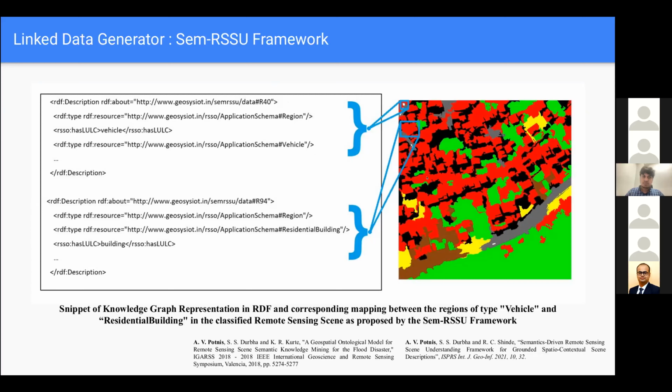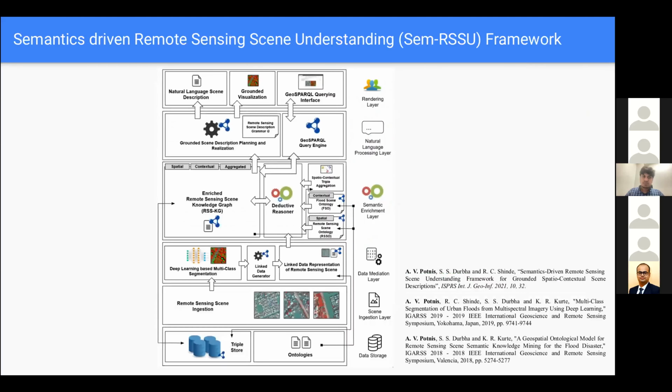So each of these regions have been individually translated from the raster to its knowledge graph equivalent, and at the same time the geometric attributes, right? So the centroid, the bounding box, the very geometrical boundary of a particular region is also stored in the knowledge graph for further querying. So this was the first component, and of course to a lot of extent it forms the backbone of this SEM RSSU framework that we talked about in this slide. So the link data generator component was the component that we just saw in much more detail, wherein the raster classified map was essentially translated to its link data representation, that is the knowledge graph of a remote sensing scene.